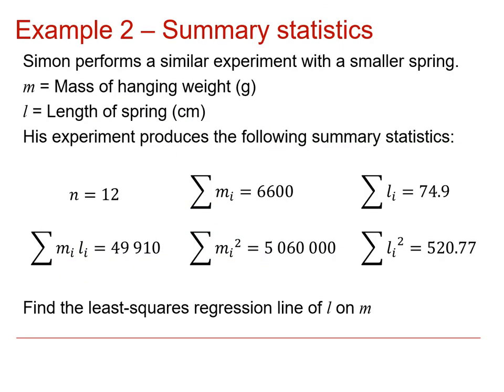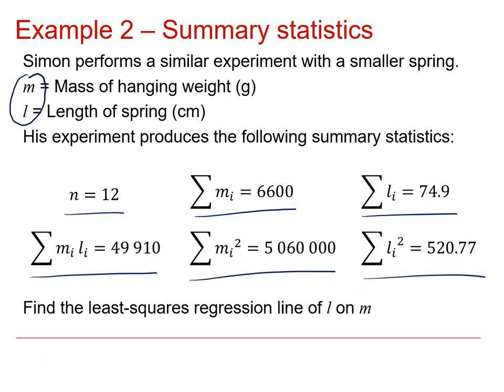You might similarly have another question that looks at summary statistics. So here we are actually given our variables m and l, and we are given the summary statistics. And you'll notice it's exactly the same summary statistics as we had for Pearson's product moment correlation coefficient. And they asked us to find the least squares regression line of L on M. That means we want something of the form L equals A plus B M.